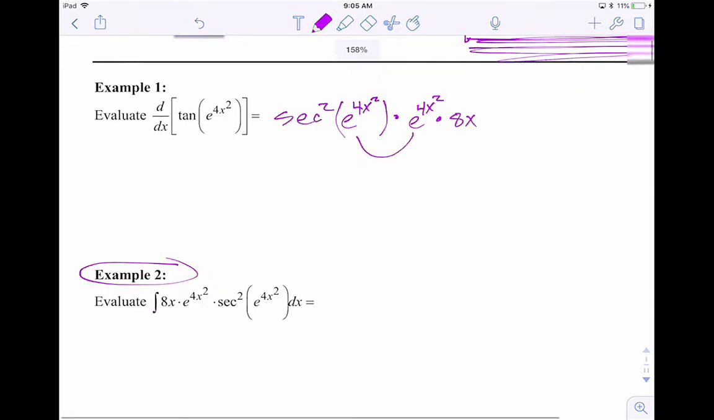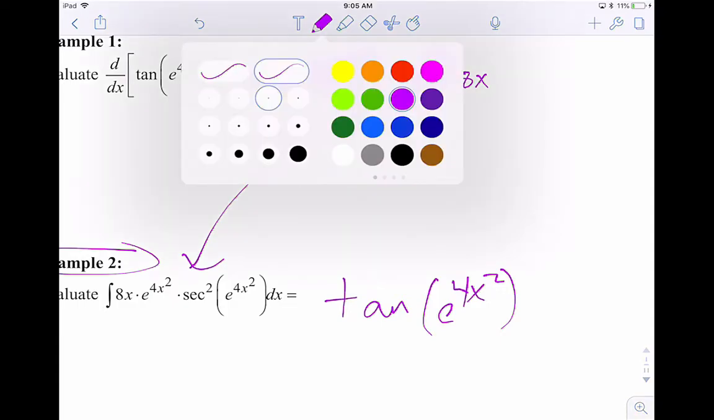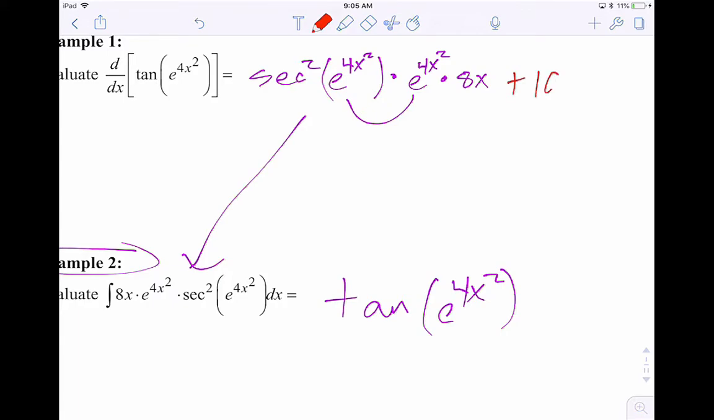Now if you look down below, that is what we're seeing in the integral over here. So to say, hey, what's the integral of that would simply be the tangent of e to the 4x squared. And remember when you're anti-deriving, there could have been, say, plus 100 at the end here, and when I took the derivative, it would be gone. So instead of 100, it could have been any number. I'm going to put a plus C here for that antiderivative. Just the fundamental theorem: derivatives and antiderivatives undo each other.